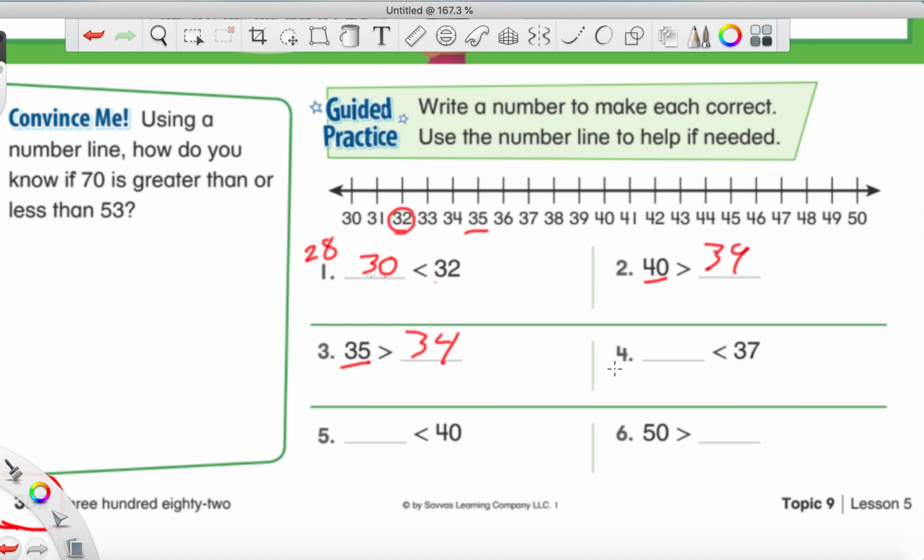Alright, let's try number 4. They're saying that this first number is less than 37. So find 37 up here. And next, you need to find a number that is less than 37.